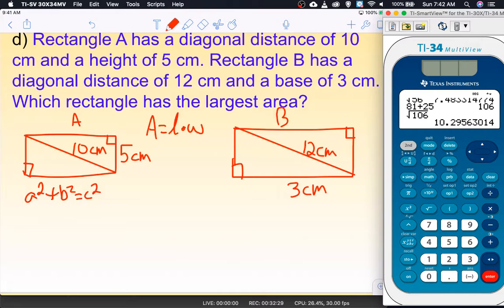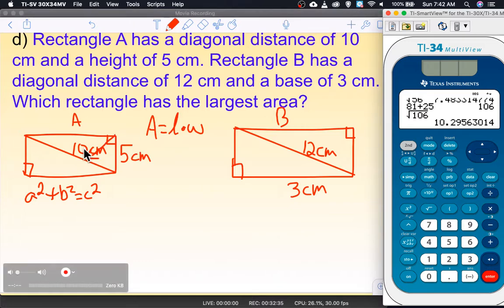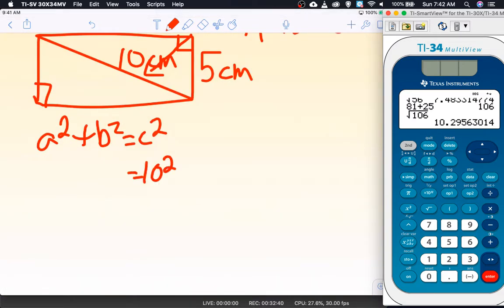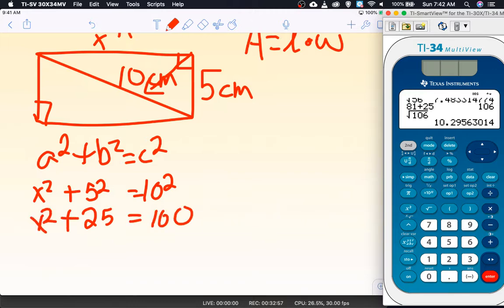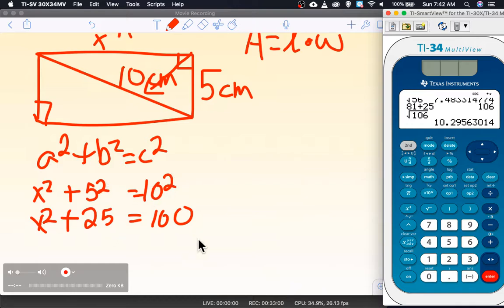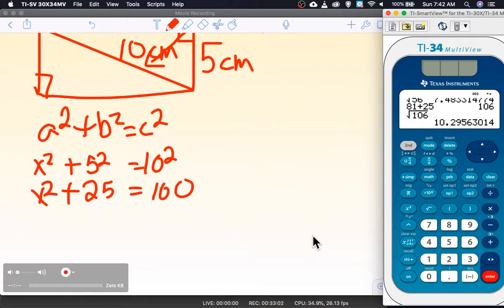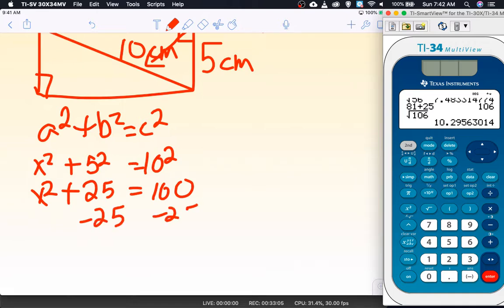So this gives me, let's see, there's my right angle. So across from it is the 10. This 10 is the hypotenuse. And then I guess technically this will be my x up here. x squared plus 5 squared equals 10 squared. So that was just doing the math. 5 squared is 25, 10 squared is 100. And that gives me, subtract 25 on both sides, x squared equals 75.